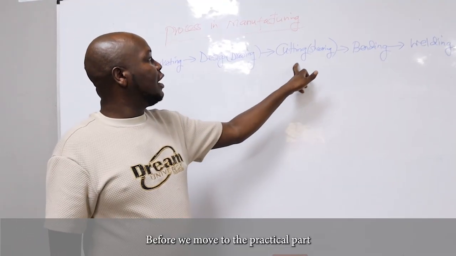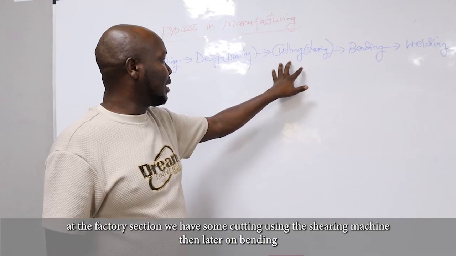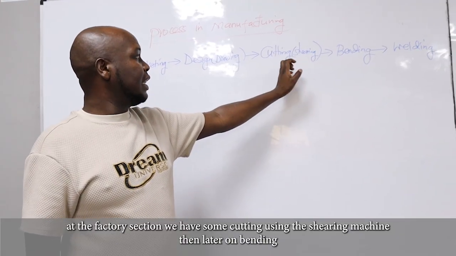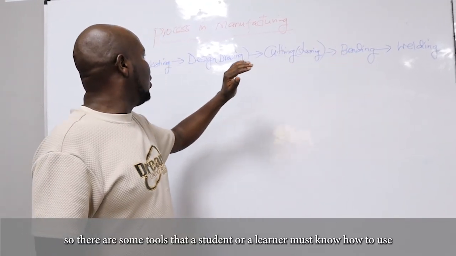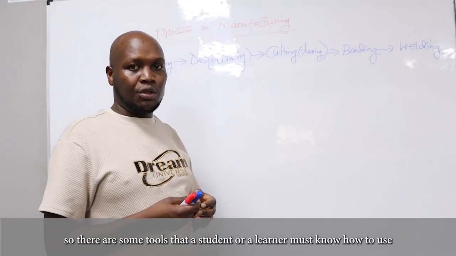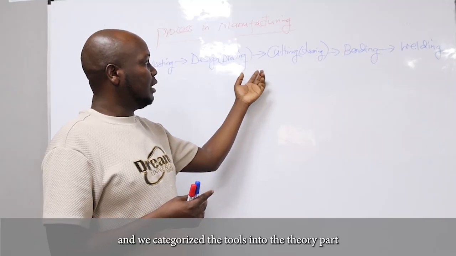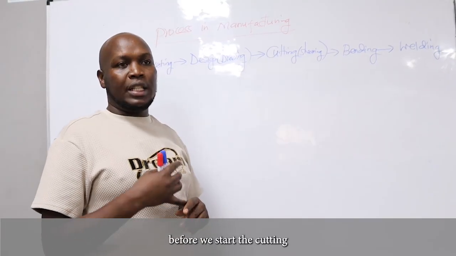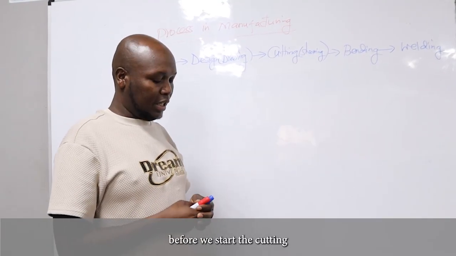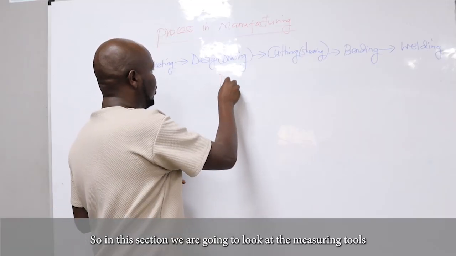Now before we move to the practical part, at the factory section, where there will be some cutting using the shearing machine, and later on bending, there are some tools that students or the learner must know how to use. And we categorize those tools into the theory part before we go to the factory. So this section is where we are going to look at measuring tools.